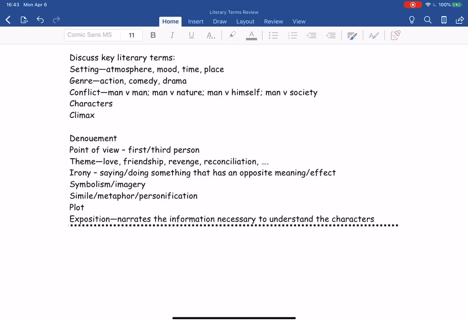Characters. Characters are just the main people who are represented in the story, the people who are part of the events in the story. The climax is the point of greatest intensity, where the drama or the action of the story is at its highest point, the peak, in other words.